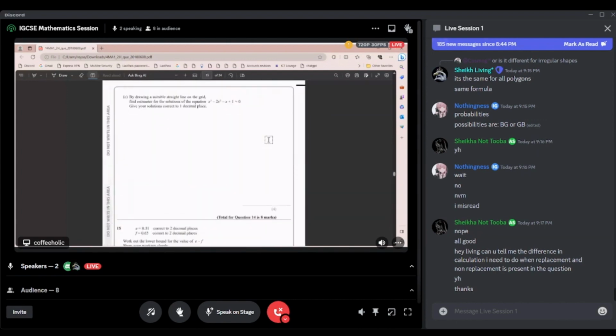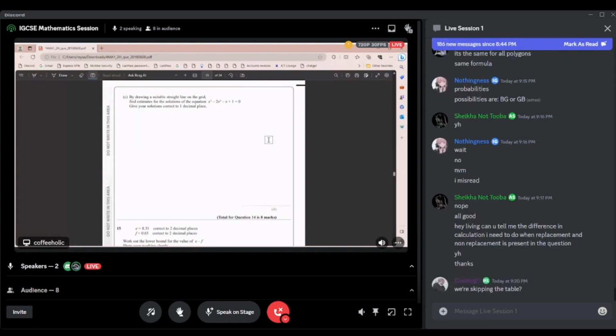And then for C, if we move on to question 14C, okay, so let's say we have the graph drawn anyways. By drawing a suitable straight line on the grid, find estimates for the solutions of the equation x cubed minus 2x squared minus x plus something equals 0. We can take over the table because you just substitute the x values into the equation, since we are not going to be drawing the graph anyways.